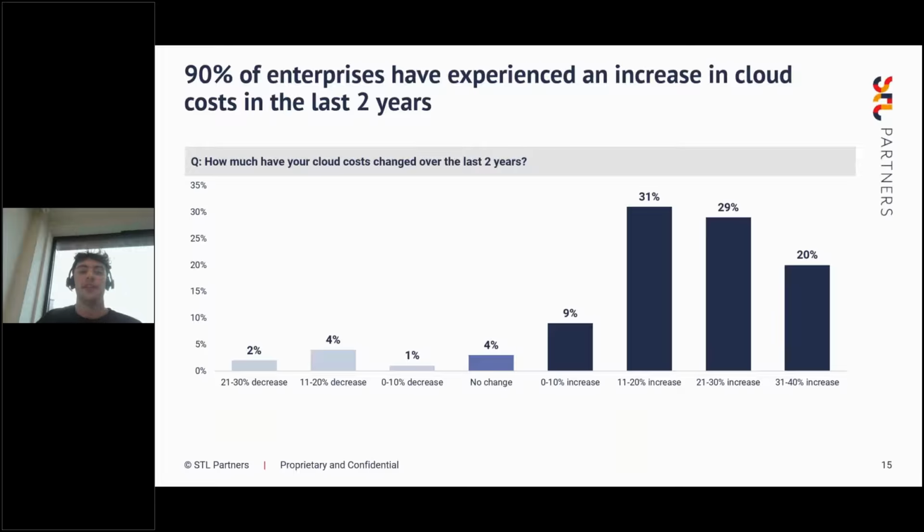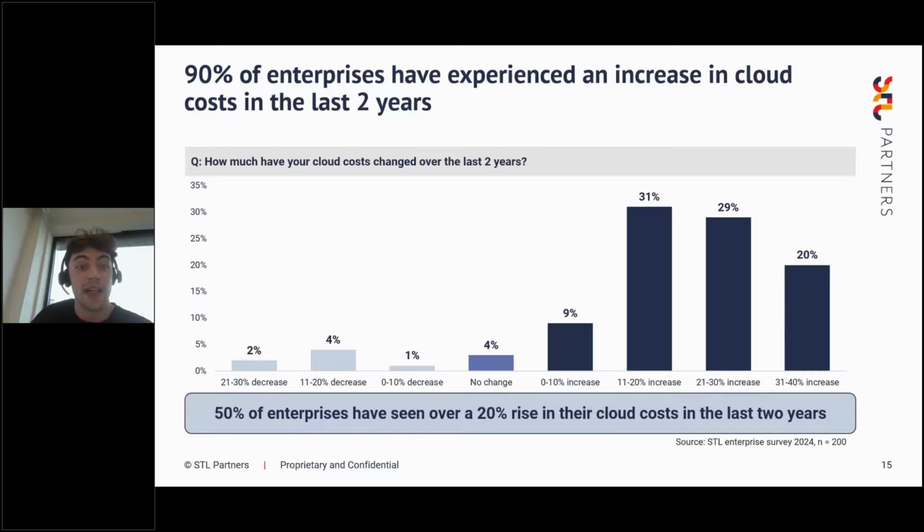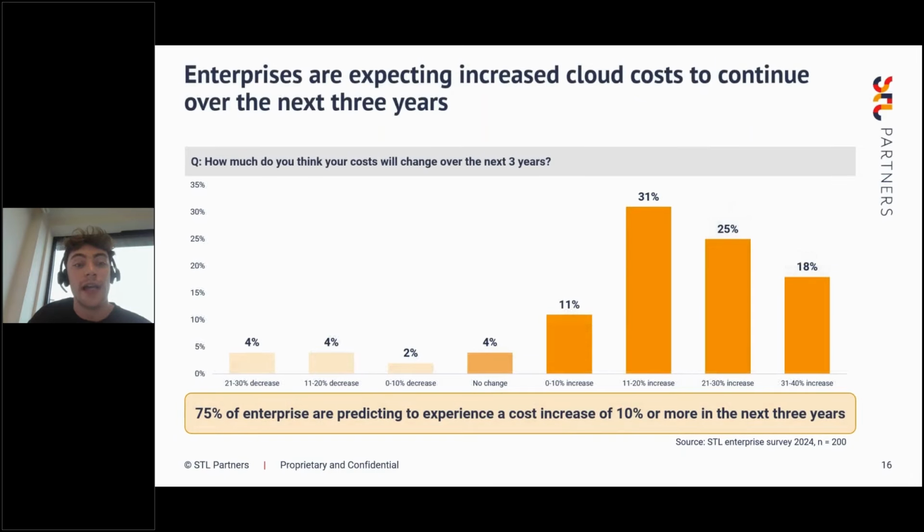Furthermore, the demand for cloud services is continuing to grow, with businesses relying more heavily on digital transformation, remote work, and cloud-based applications. And it's putting an upward pressure on prices. And it's clear to see that enterprises don't think that these costs are really going to go anywhere, as we asked the follow-up question of how much we expect the cost will change over the next 3 years. And the results showed that 75% of enterprises predict that costs will increase 10% or more.